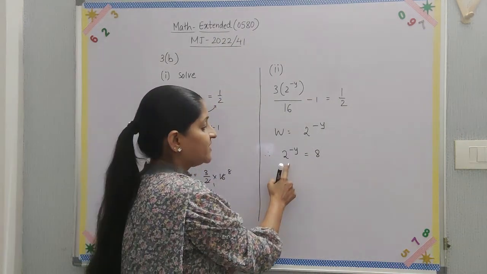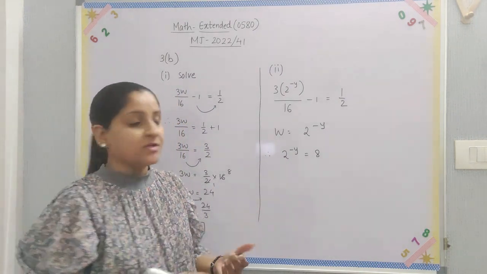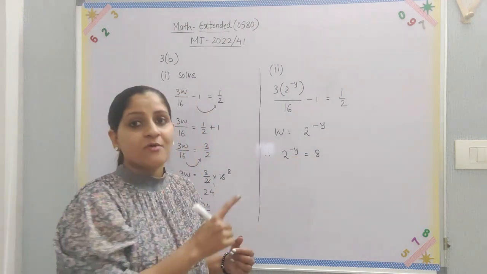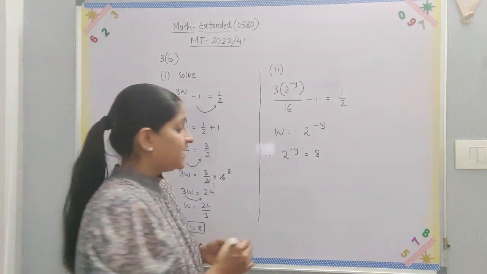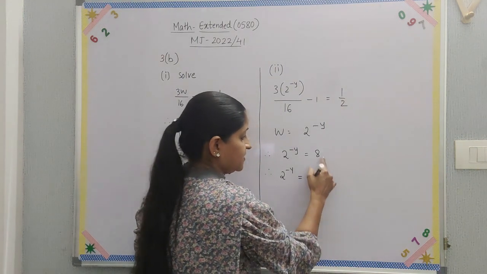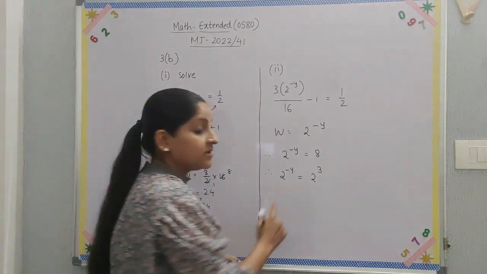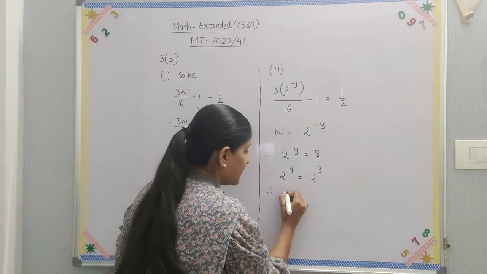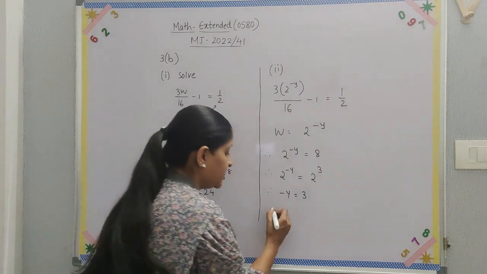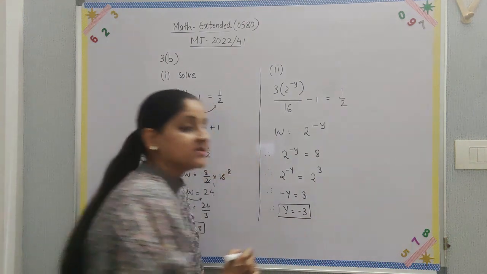Not to forget, the left hand side of this equation is in the form of base and index. Therefore, to solve for the value of y, we also need to write this 8 in the form of base and index. How can we write that? 8 can be written as 2 to the power 3. Since the base here is the same, we write negative y is equal to 3. Since negative y is equal to 3, y is equal to negative 3, and this is my final answer.